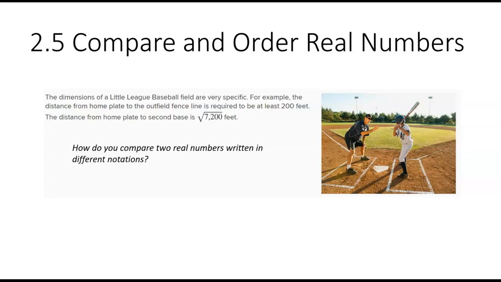So here's what we're going to look at. Problems like this. If you read this, the dimensions of a baseball field are very specific. For example, the distance from home plate to the outfield line is required to be at least 200 feet. The distance from home plate to second base is the square root of 7,200 feet. How do you compare two real numbers written in different notations? Well, that is what we are going to look at today.